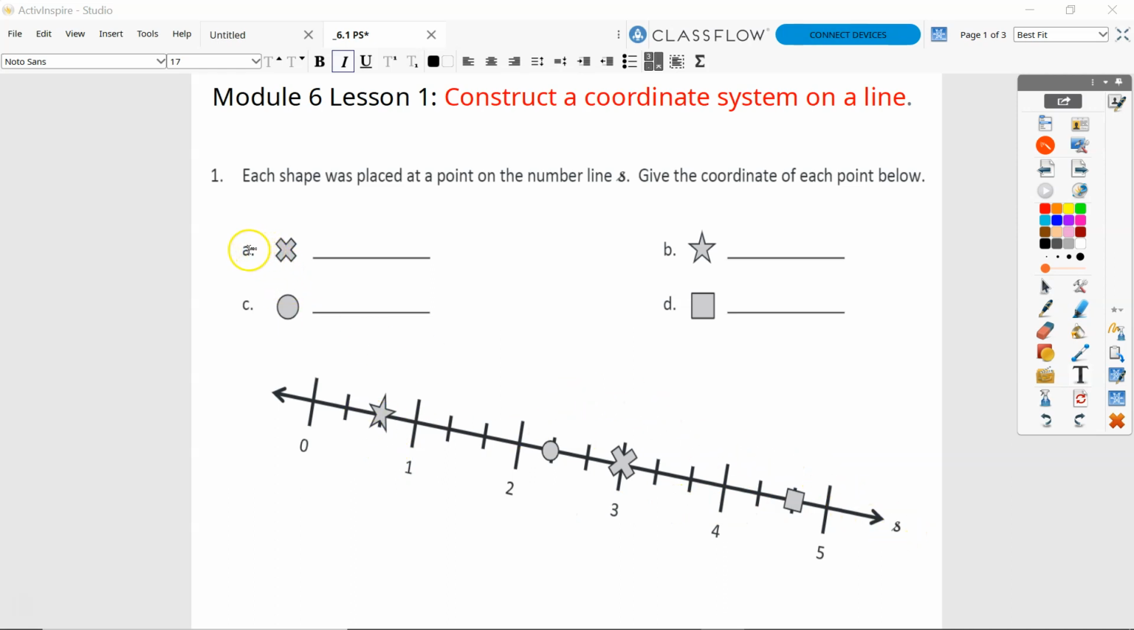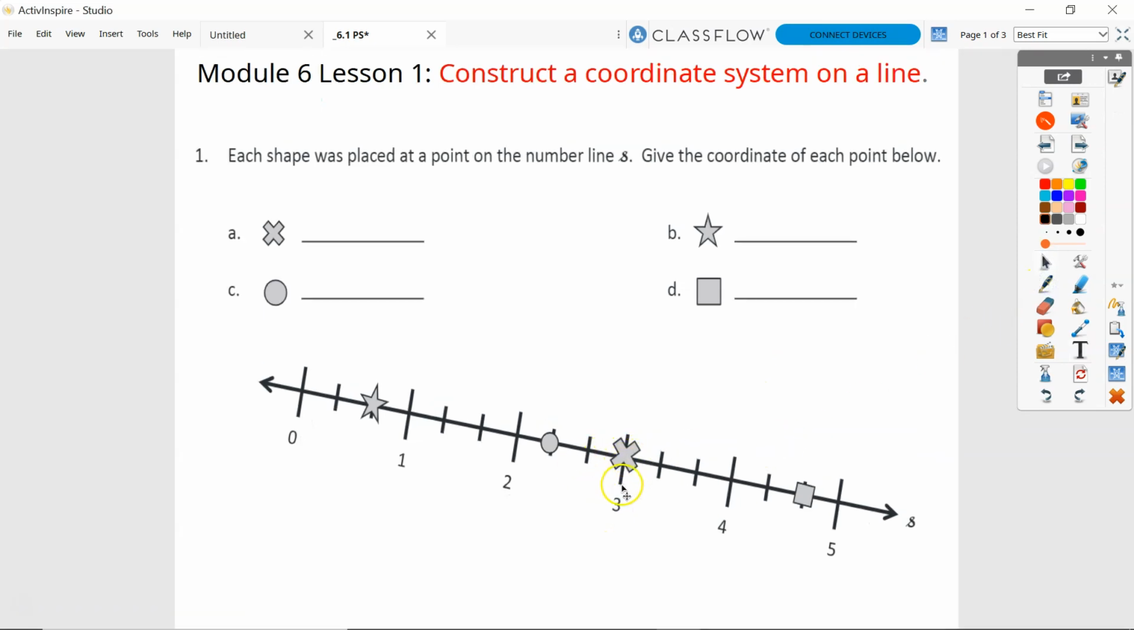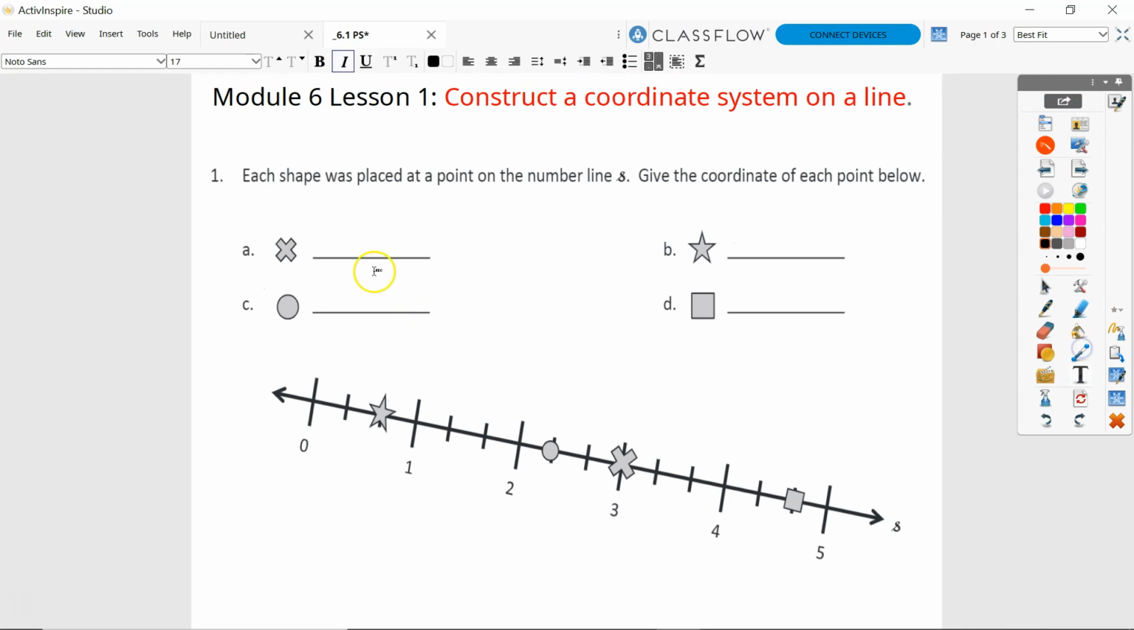So let's look at here. X, which is A, the first one, falls right here. And we see that X falls right at our number 3. You can see that the X is right at the 3. So we're just going to type that in.